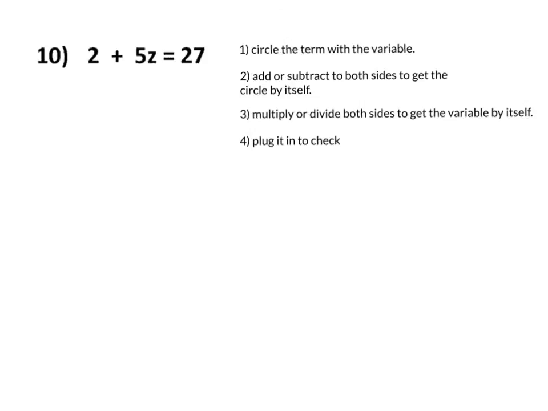Alright, let's go through the steps. Step 1, circle the term with the variable. Check. Number 2, add or subtract to get the circle by itself. So I got to get rid of a +2. The inverse of a +2 is -2. Do that to both sides. I get 5z is equal to 25.